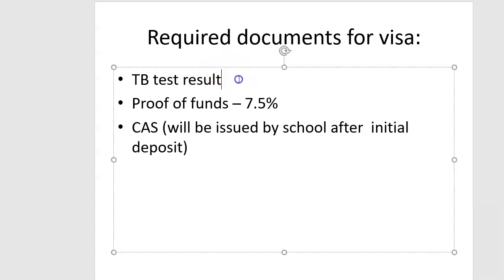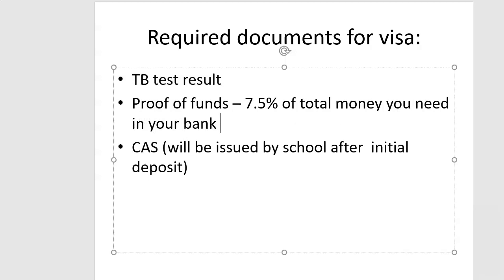The TB test is around 50 something thousand naira per person. Only kids between 6 and 7, theirs is 11k. Kids below 6 don't do the TB test. So that's it, 7.5% of the total money you need in your bank account. And then your CAS, together with the other documents we used to get the admission, is what we need for the visa application.